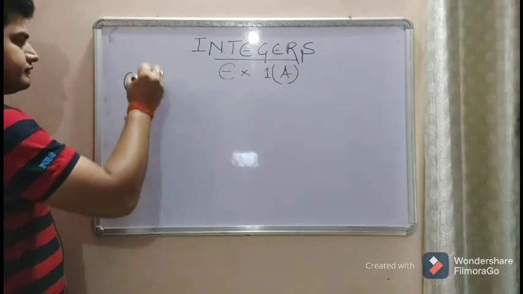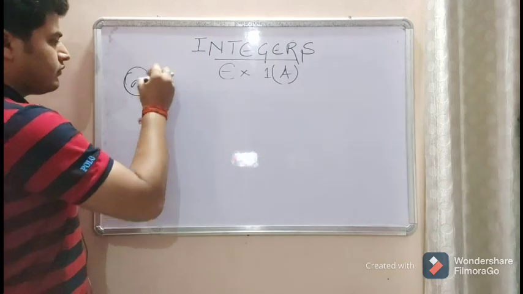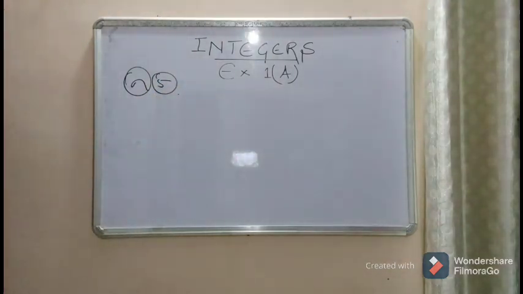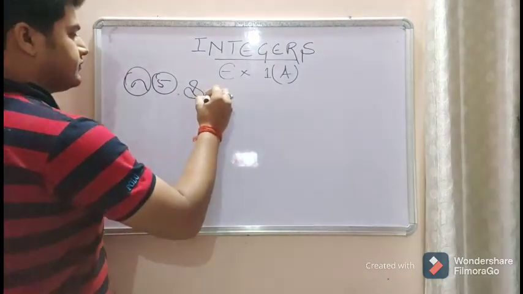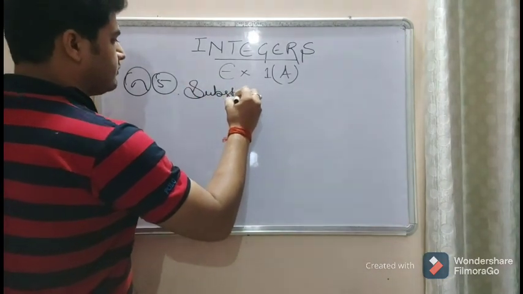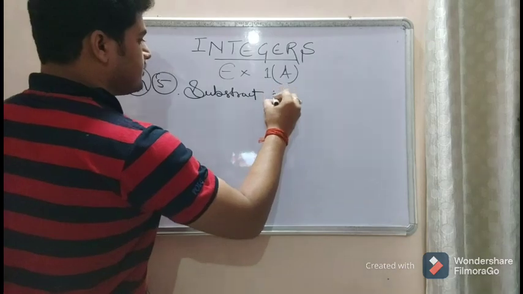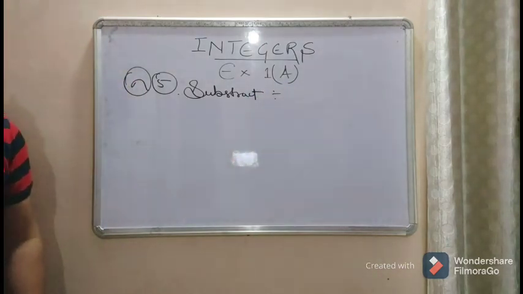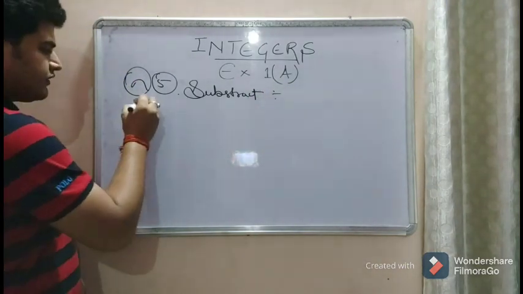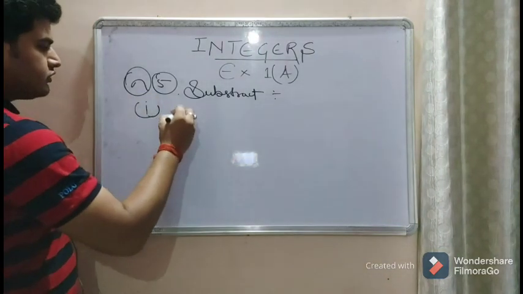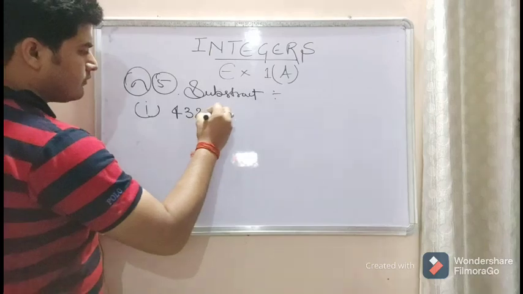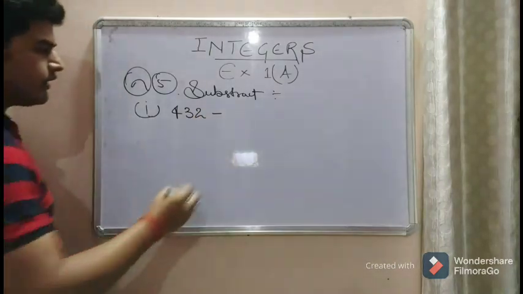Question number 5. In question number 5, you have to subtract the sums. You have to subtract the problems. So in the first one, it is easy. 432 minus 128.